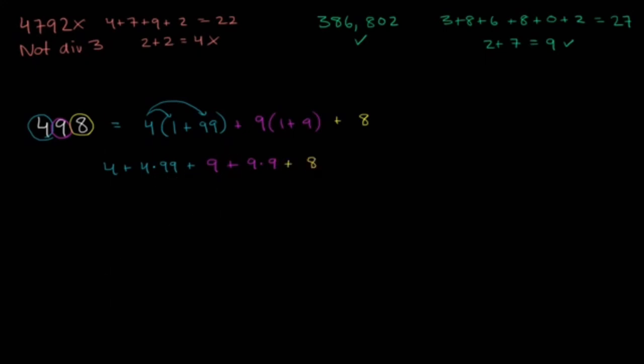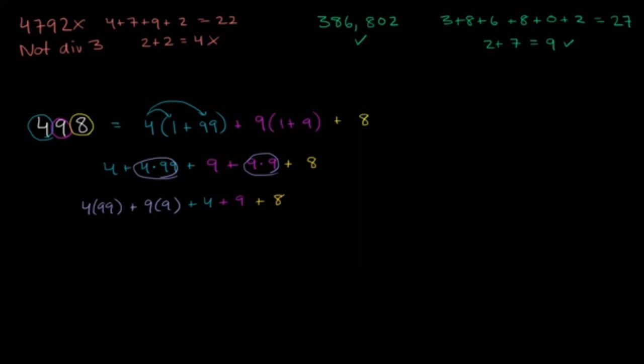And I can rearrange everything. These terms right over here, the 4 times 99, and then the 9 times 9, I can write over here 4 times 99. I'll write it with slightly different notation, plus the 9 times the 9. That's those two terms. And then we have the plus 4, plus 9, plus 9, plus 8. Well, can we now tell whether this is divisible by 3?